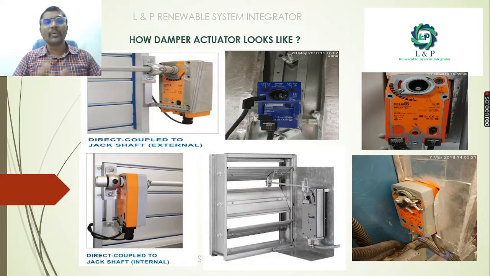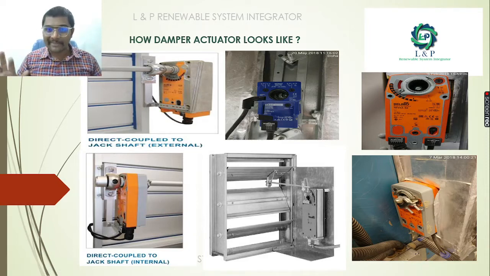See here, this is how it looks. There are so many varieties. If you want to install it on the external part of the shaft, it looks like this. Or if you want to fit it on the internal part of the shaft, you can install it like this. This is an example of a damper actuator which is the fully opening, fully closing type. It acts like a digital switch. These are all modulating types. This is an example of an actuator installed in an air handling unit.